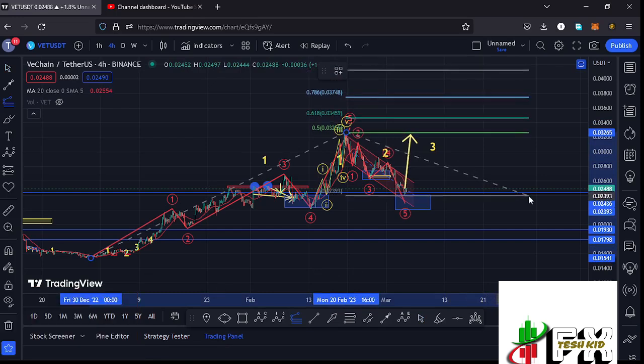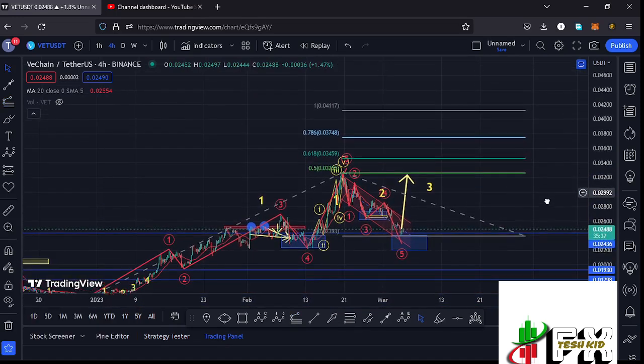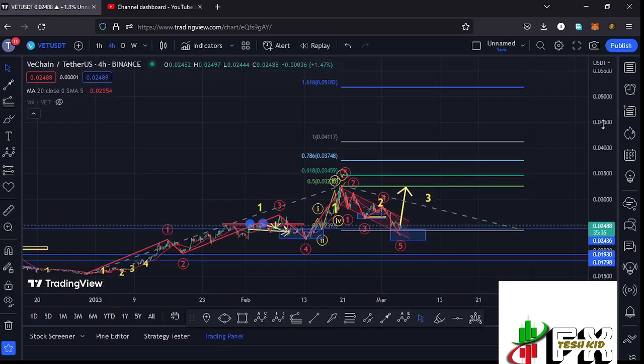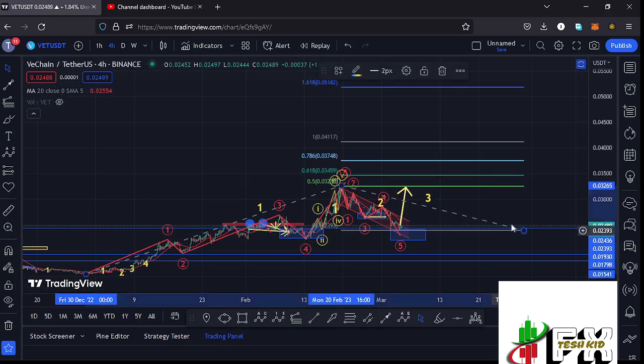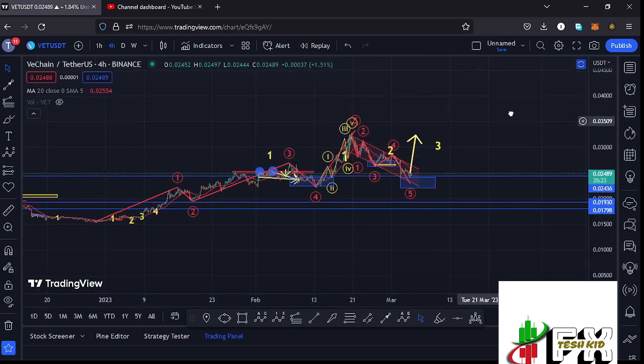low of the second wave, and that gives me a minimum target area to the upside in the formation of that higher Elliot wave count 3 at the fib level 1.618, and that is at around the $0.05182 mark, and that is the minimum that I'll be expecting that larger Elliot wave count 3 to the upside to do here on the Vechain chart.